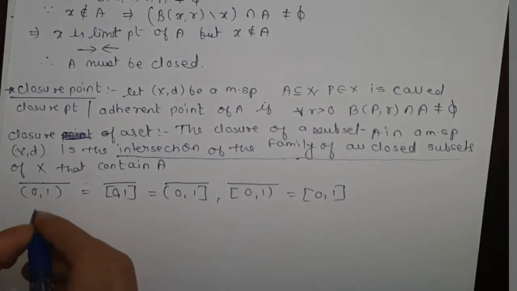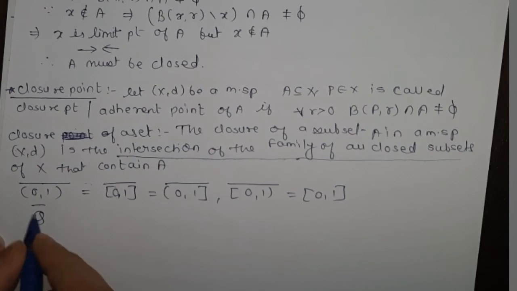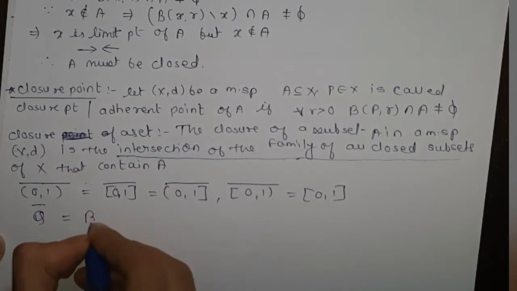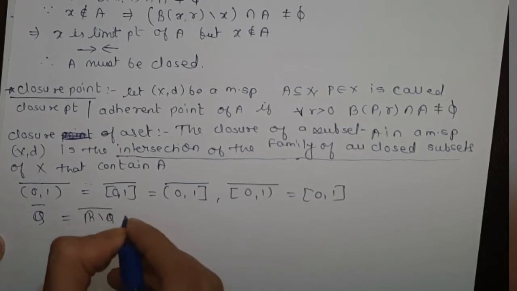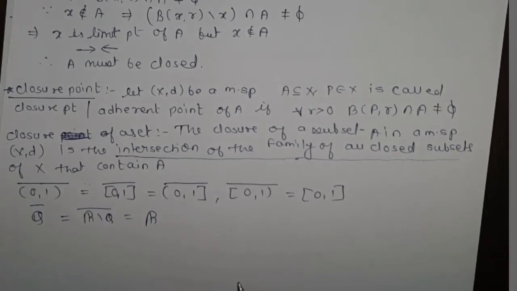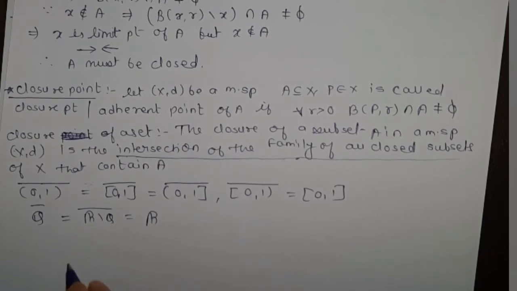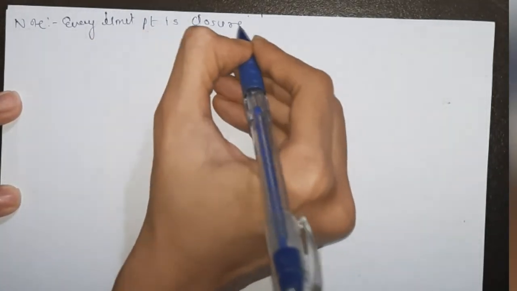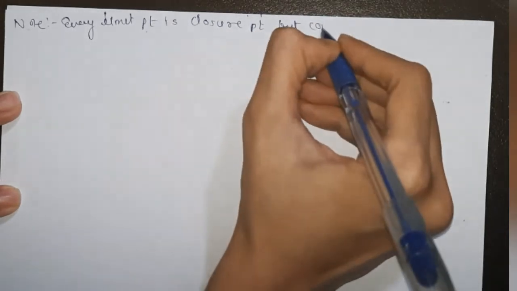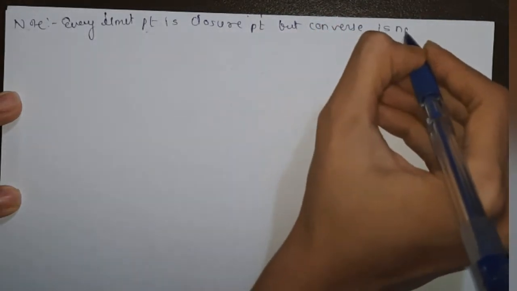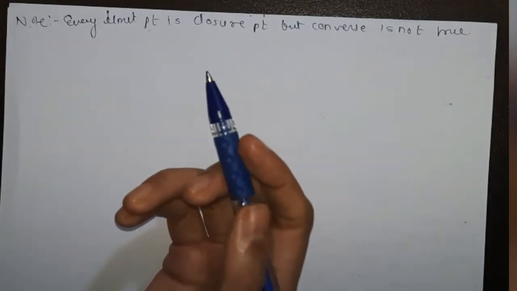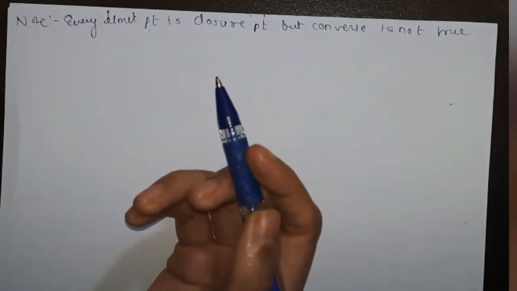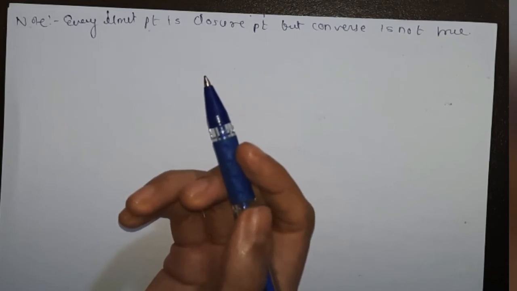Also we have one more example. What is the closure of the rational numbers? It is equal to R. So this is an example of the closure of a set. Here we have one note: every limit point is a closure point, but the converse is not true. This means a closure point need not be a limit point.